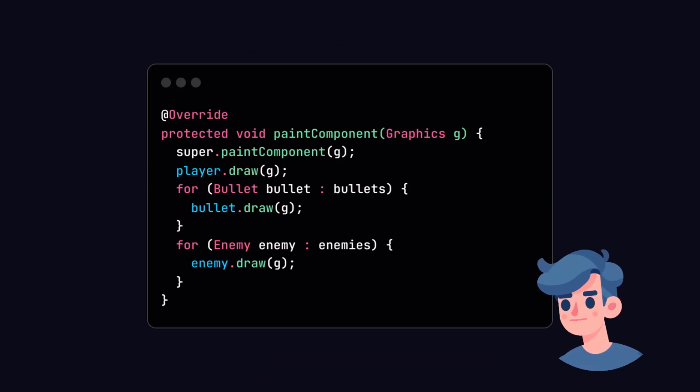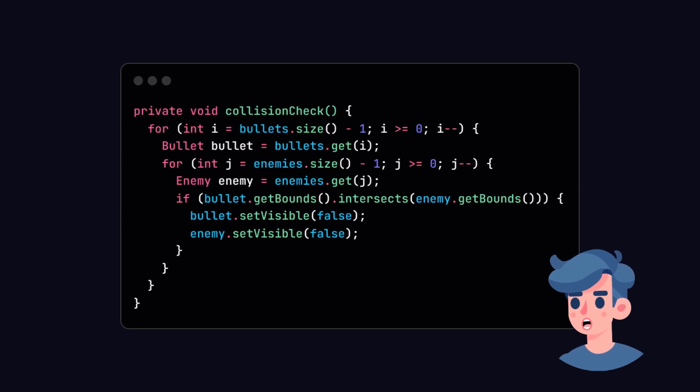In the paint component method, we need to draw the enemies as well, just like we did for bullets. When you run your code now, you should see the enemies falling down the screen.